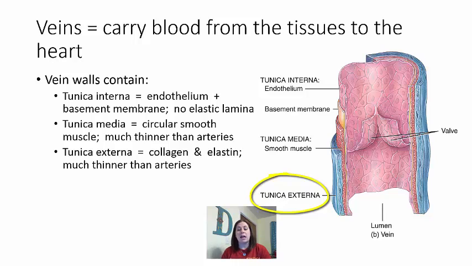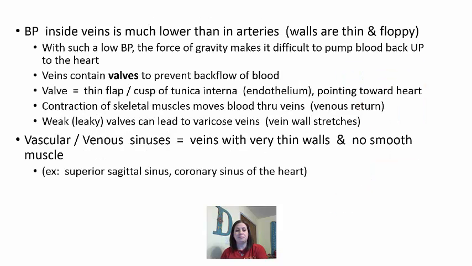Another thing that you're going to notice, which we'll talk about more in a minute, is that inside of the veins, there are these little flaps or cusps that we call valves. They resemble the valves that are in the heart, and the whole point is to prevent the backflow of blood. That way, especially when we're trying to get blood from our lower extremities, like our feet and our legs, back up to our heart, we're having to fight against gravity. So these valves help prevent the blood from being pulled down by gravity and staying pooled in those areas.